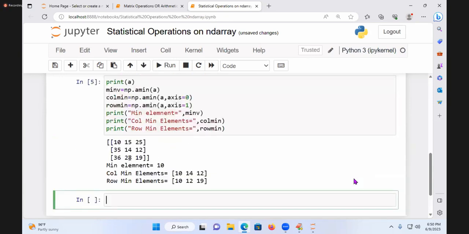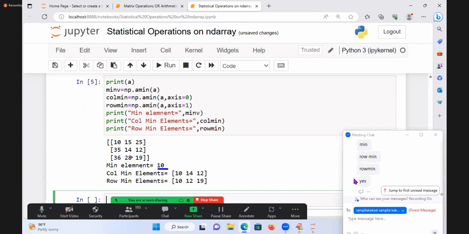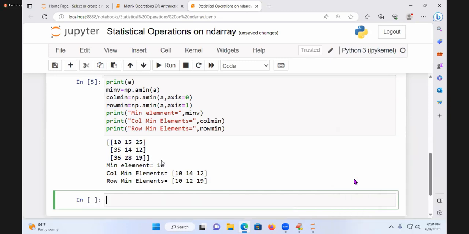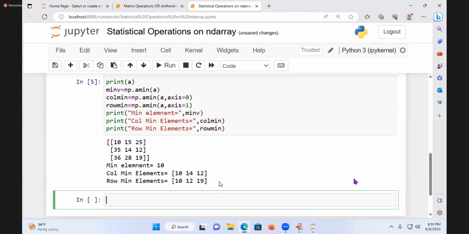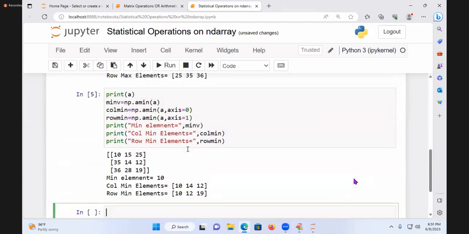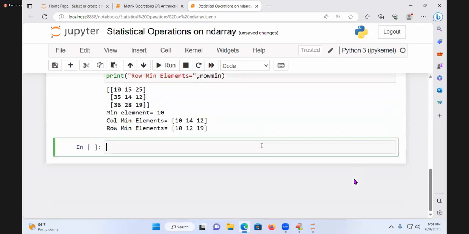See that. What is the minimum element here? 10. What is the row wise min? 10. Next column wise? 14. Next 12. Next you go to what? What is this now? 10. What is the next? 12. Next, like this. You got the data. Are you able to follow? This is about information related to what? Max and min. Did you understand the meaning of axis also? Good.